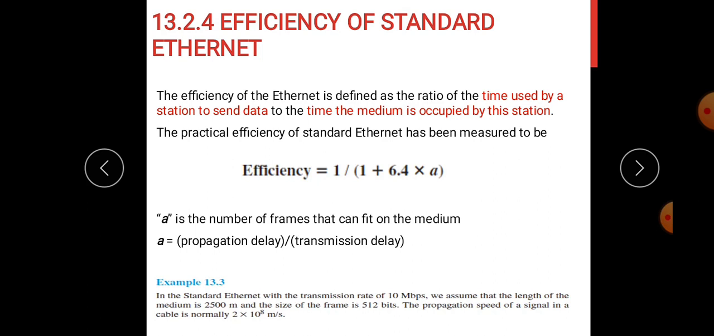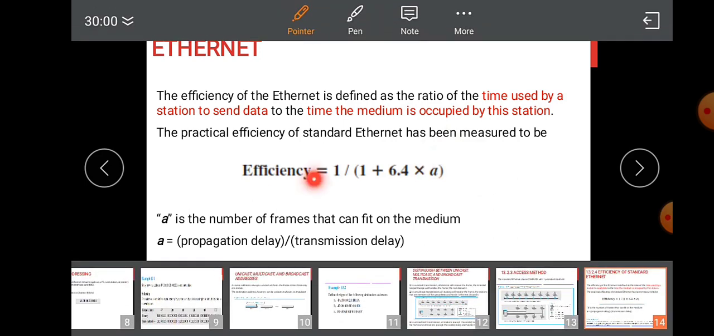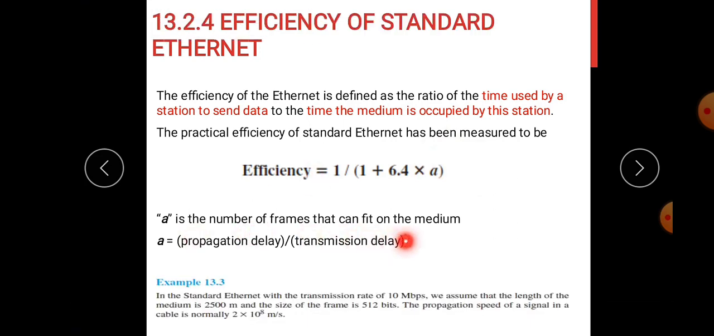Just consider the example. In standard Ethernet with a transmission rate of 10 megabits per second, we assume that the length of the medium is 2500 meters and the size of the frame is 512 bits. The propagation speed of the signal in the cable is normally 2 × 10^8. Here we have to find the efficiency. To find the efficiency, we first calculate a. To calculate a, we need the propagation delay and the transmission delay.